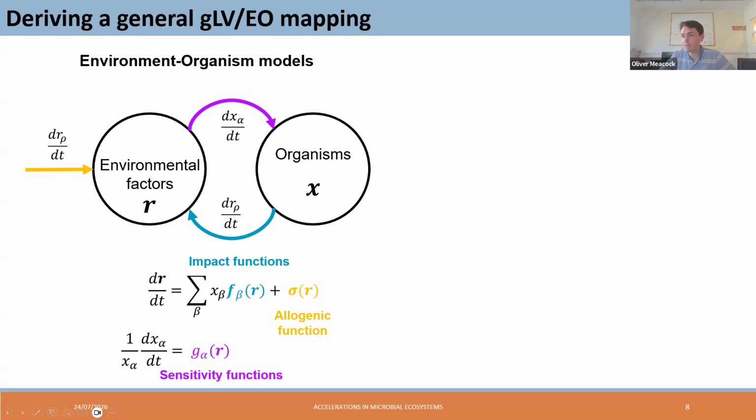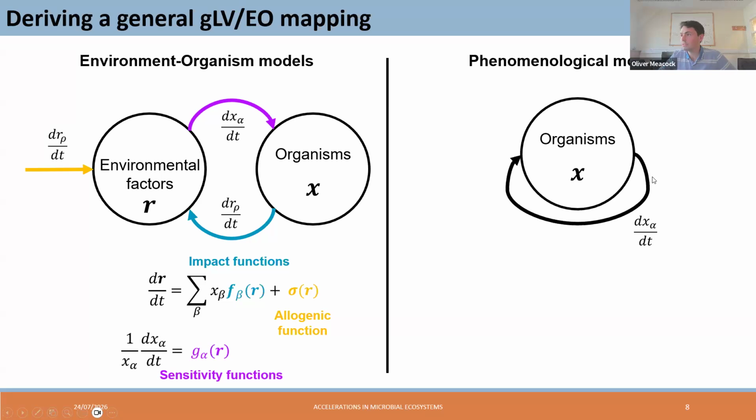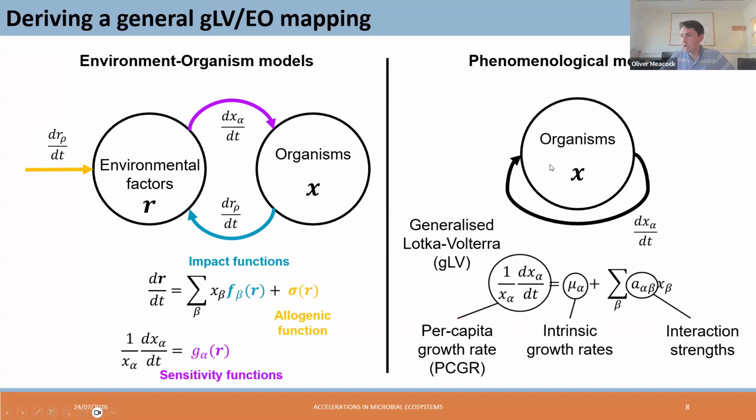And then we have this purple arrow over here. These are the sensitivity functions, which just describe how the per capita growth rate varies as a function of the environmental state. And I'll be comparing this to these phenomenological models, which remember, we just have this direct density dependence. And I'll be focusing on this generalized Lotka-Volterra model, where we again have this per capita growth rate, but that is defined in terms of these constant intrinsic growth rates, mu alpha. And then we have these interaction strengths over here. So these are these linear density dependent values.